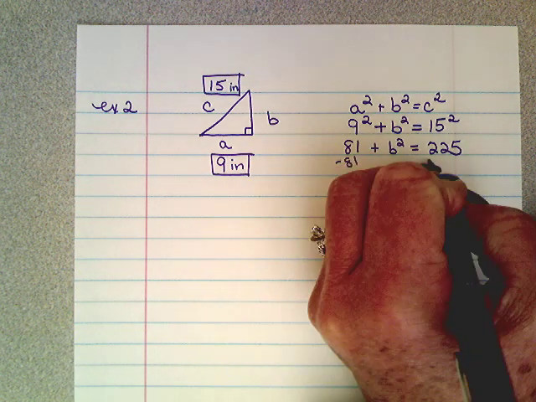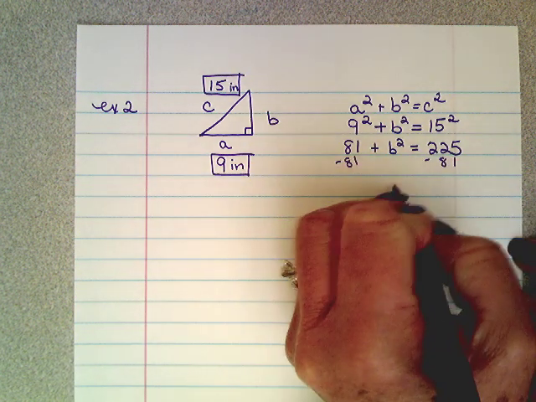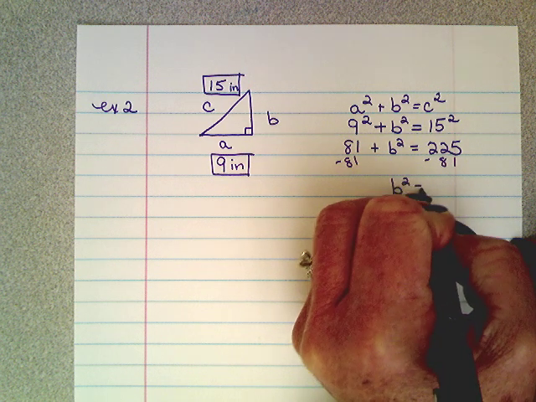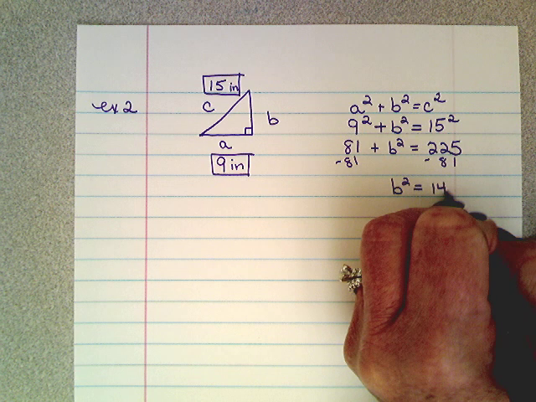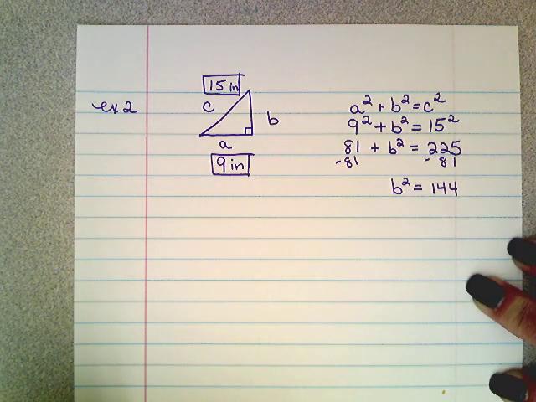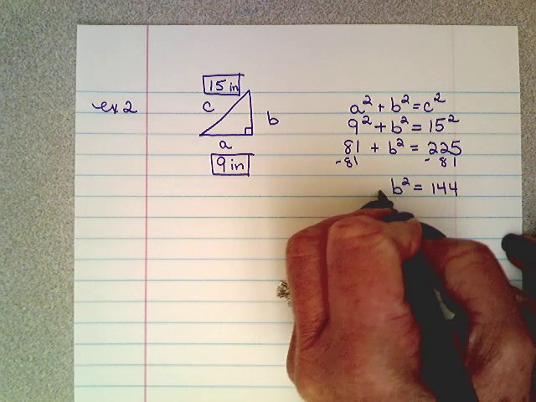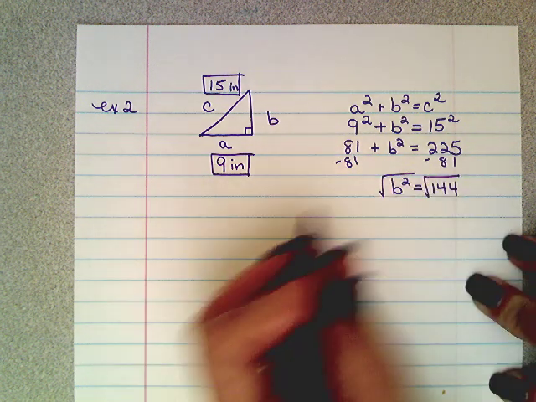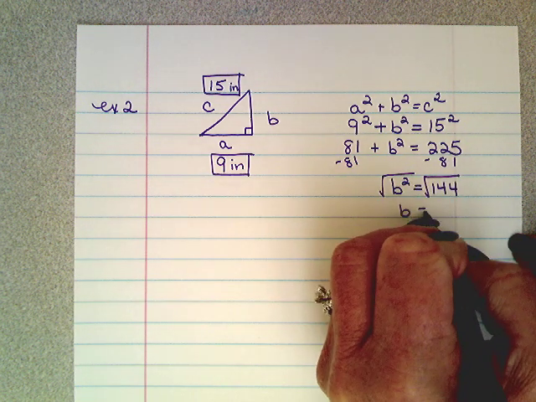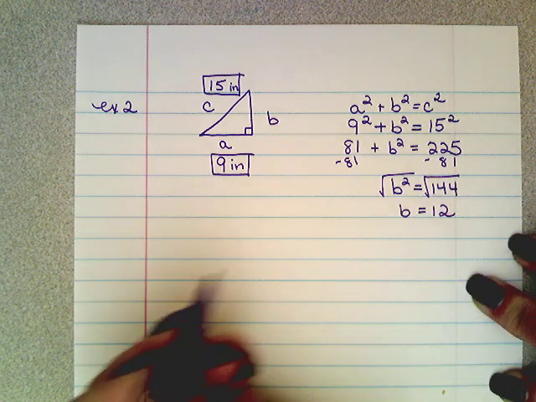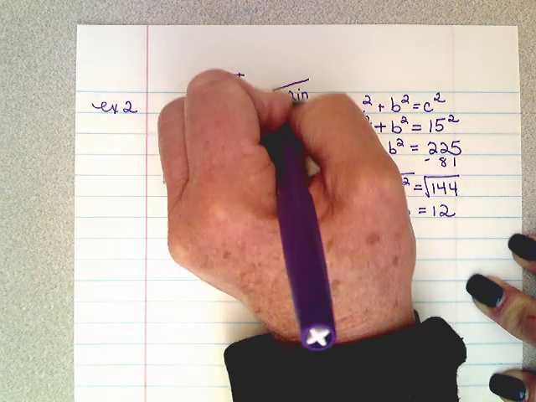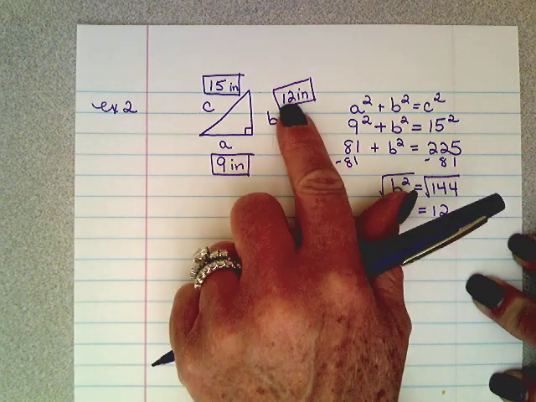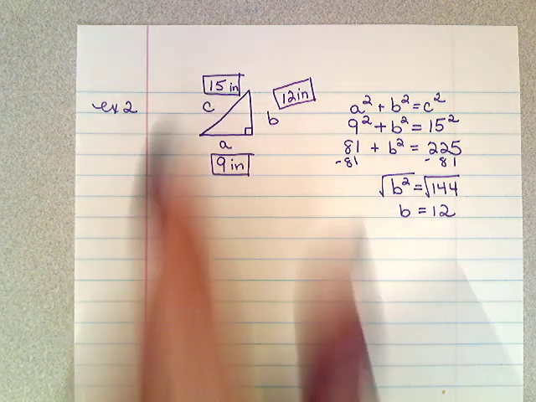Now we have to go back to solving our equations. So we're going to have B squared is equal to 144. Take the square root of both sides. B is equal to 12. So my B is going to be 12 inches. Remember, A and B must be smaller than C.